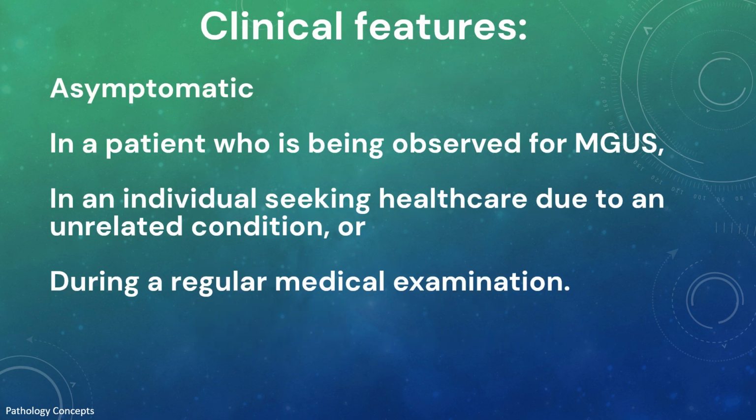Clinical features. Smoldering multiple myeloma is asymptomatic. It can be diagnosed in the following scenarios: in a patient who is being observed for MGUS, in an individual seeking healthcare due to an unrelated condition, or during a regular medical examination. It is recognized incidentally when patients are found to have monoclonal protein during workup of a variety of different symptoms and laboratory abnormalities.